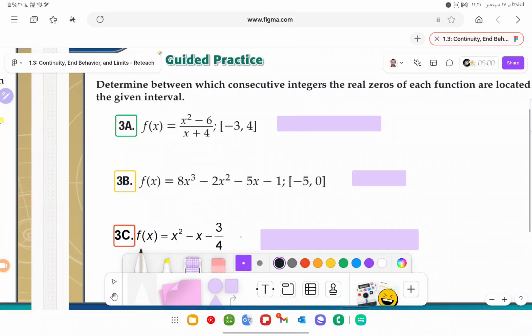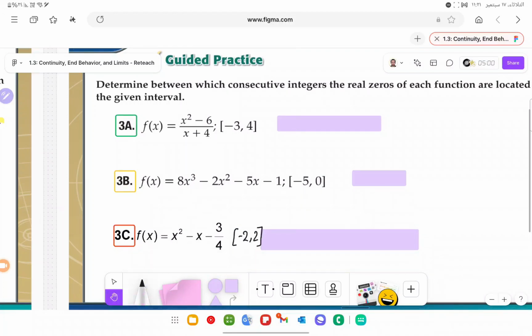Here I missed something. The interval for this point is from negative 2 to 2. Okay, now try to solve this.